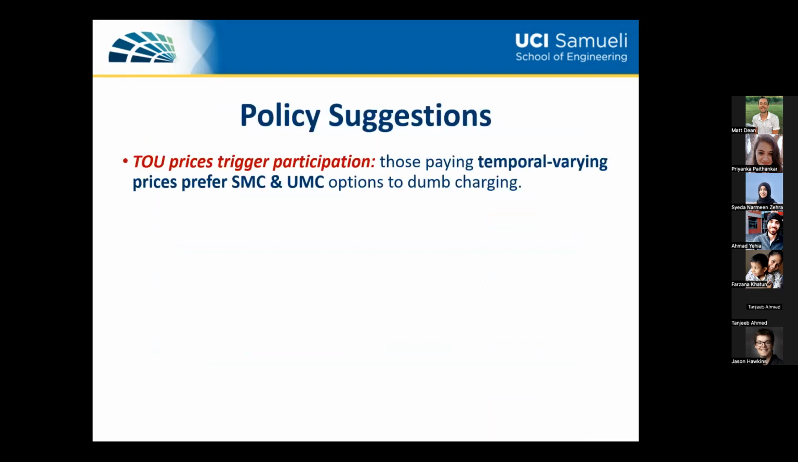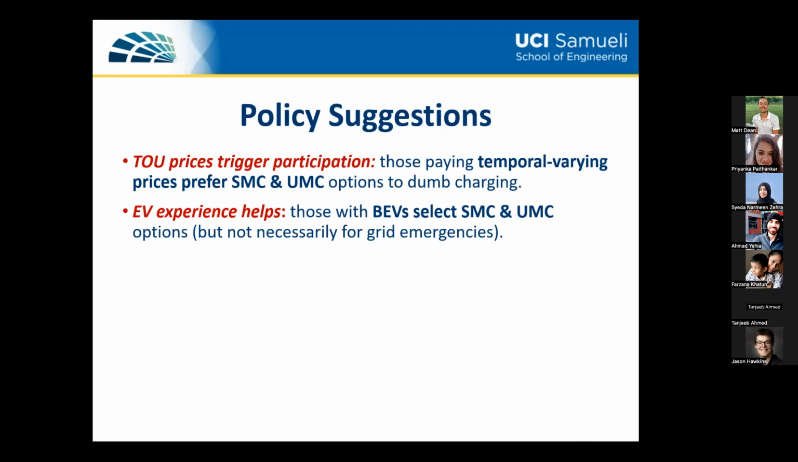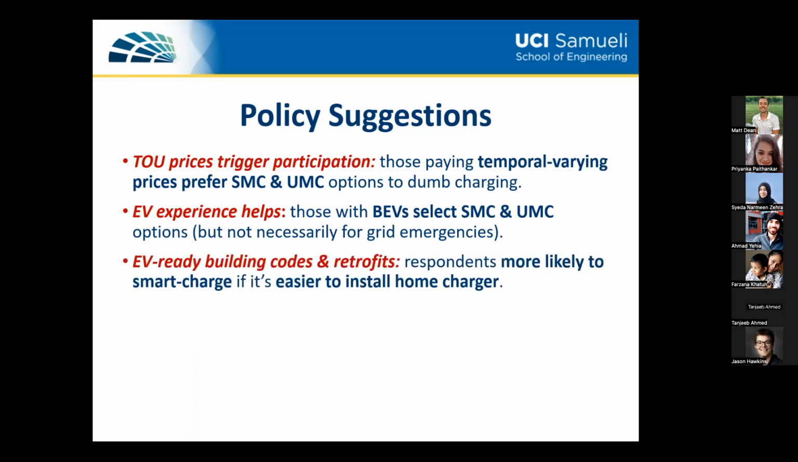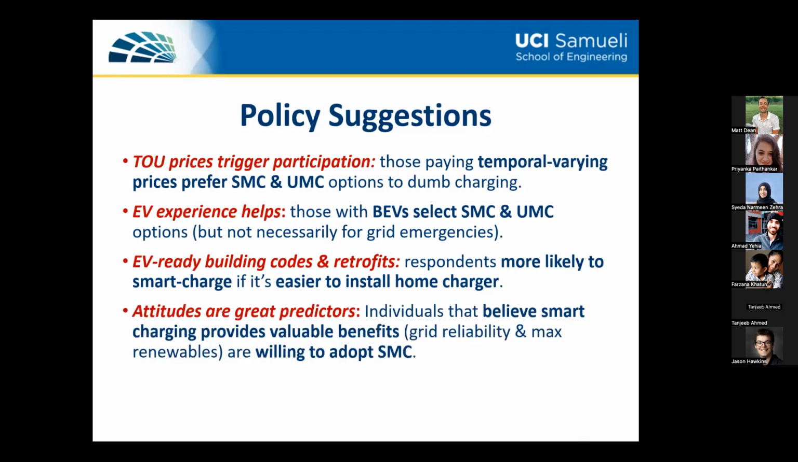So jumping right into the policy suggestions, time of use prices trigger participation. Those paying temporally varying prices prefer supplier-managed charging and user-managed charging options to dumb charging. Those that had a BEV were likely to select supplier-managed charging and user-managed charging for some options. Respondents who said it's easier to install a home charger were more likely to smart charge. We also found that attitudes were great predictors compared to models that didn't have these attitudinal statements.